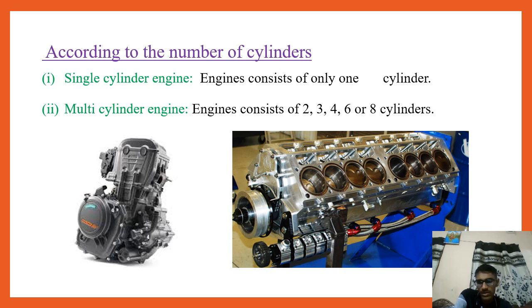Classification based on number of cylinders: single cylinder engine and multi-cylinder engines. Engines which consist of only one cylinder are single cylinder engines, and the engines consisting of two or more than two cylinders in a particular engine are named as multi-cylinder engines. You can see the picture for examples of the number of cylinders. The picture on the left side is a single cylinder, and the picture on the right side is representing a 16-cylinder engine.